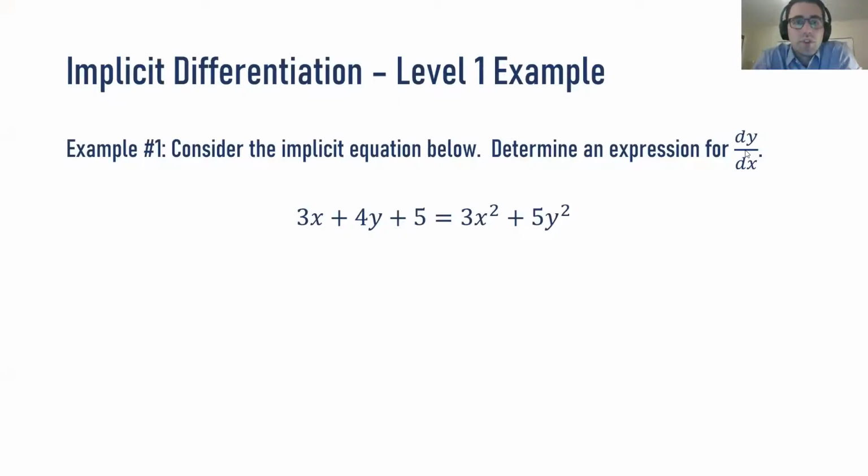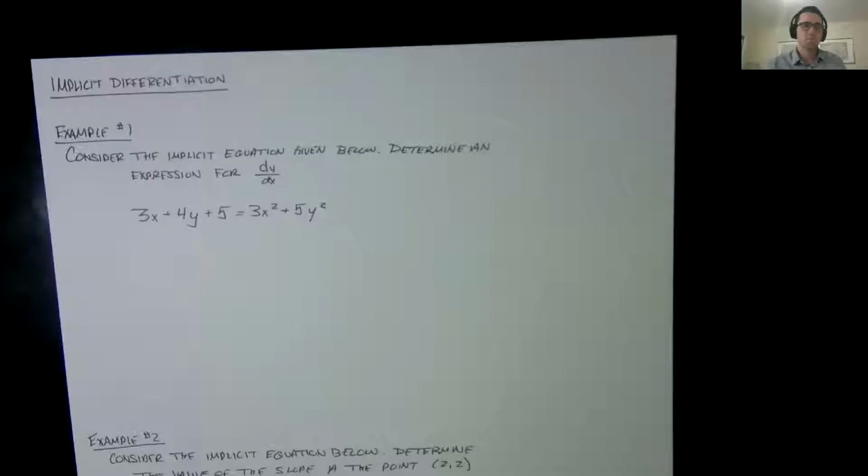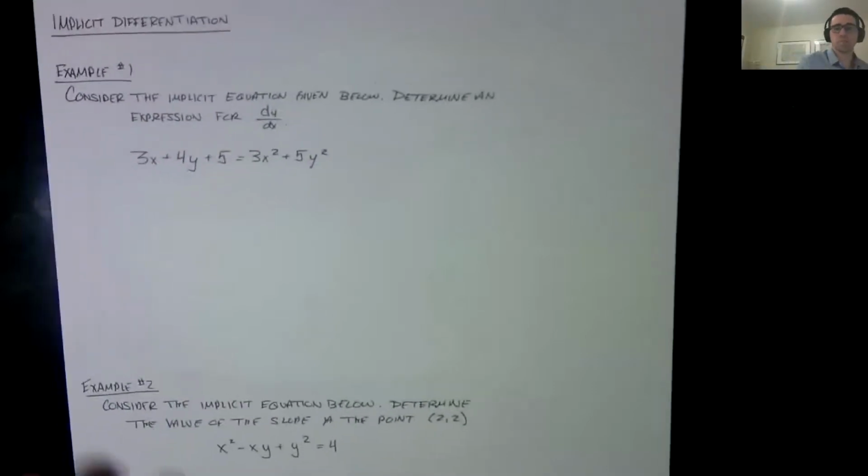So implicit differentiation, level 1 example, here we got it. I've got it written on my paper, so we're gonna switch to the doc cam so you can see this more clearly. If you're following along, take a moment to copy that down by pausing the video. So here we go, same example you just saw on the slide. Let's jump into this one.